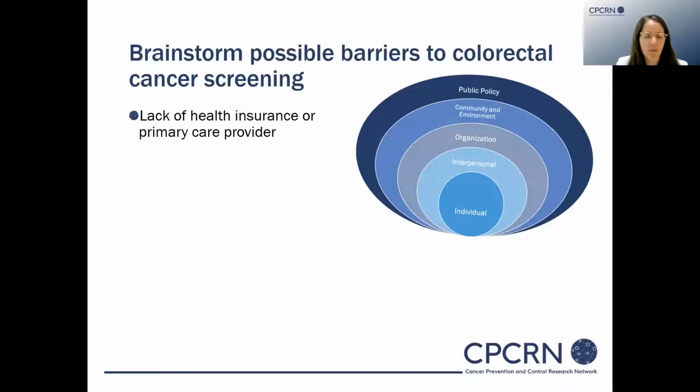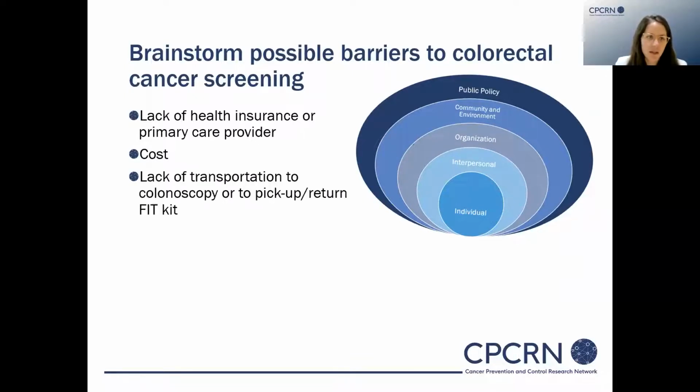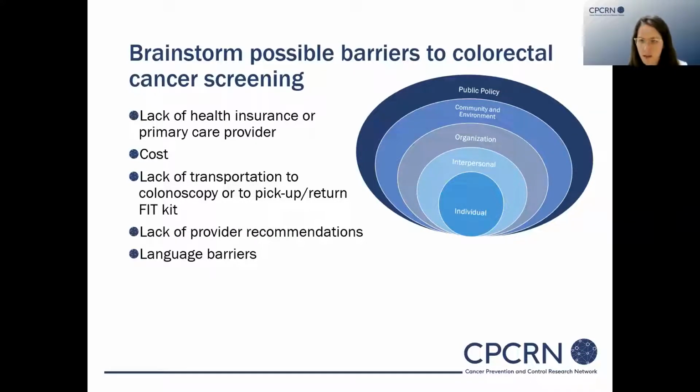Feel free to keep them coming. Yep, fear of finding out. Yep, I'm gonna bring mine up too as you guys add them to the chat. So I have cost, and that could be cost to the patient or cost to the health system. Lack of transportation to the colonoscopy or to return the kit. I'm getting lack of education, mistrust of the health system in the chat. Lack of provider recommendations, language barriers that came up with low health literacy. Fear or embarrassment of the colonoscopy process. Yeah, I like Jennifer's, don't want to send in the stool sample either.